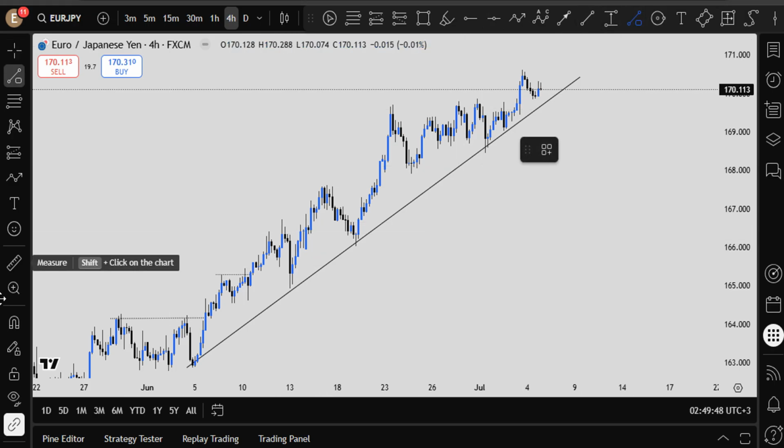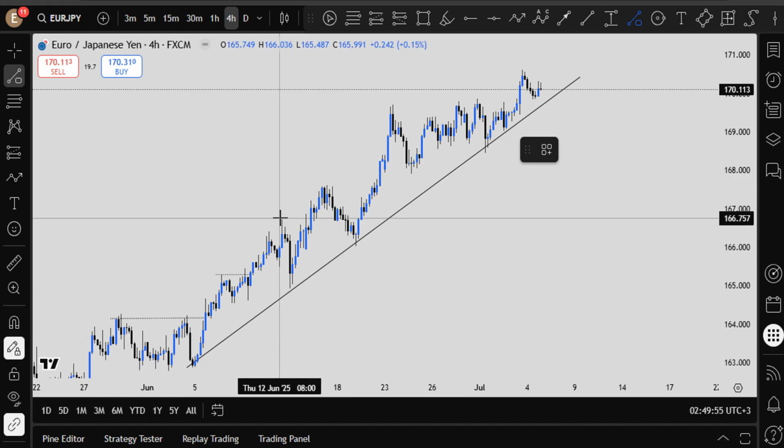And then still, let me first lock this. Let me keep drawing. And then price broke this to this level over here.